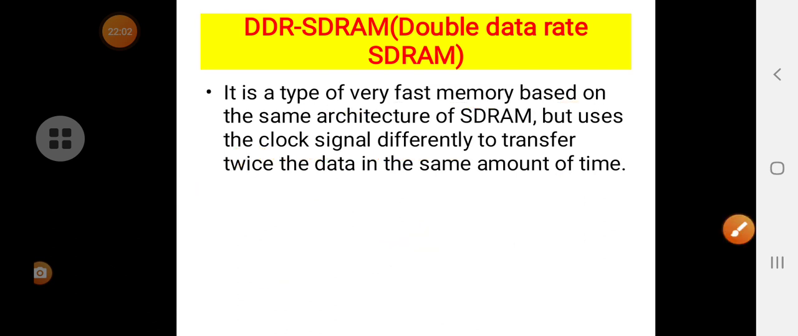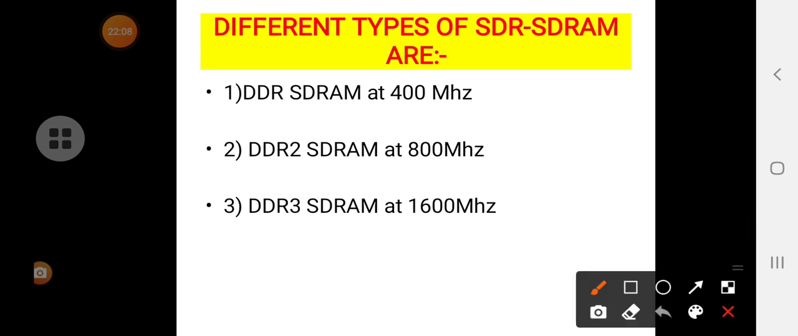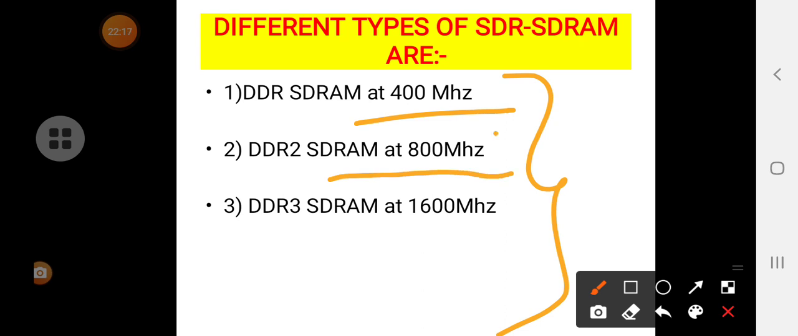Next we'll move on to the different types of DDR SDRAM. DDR SDRAM transfers data at 400 megahertz. Next, DDR2 SDRAM transfers at 800 megahertz. DDR3 SDRAM transfers at 1600 megahertz.